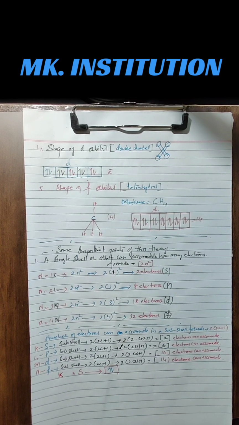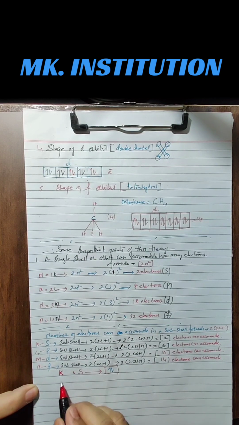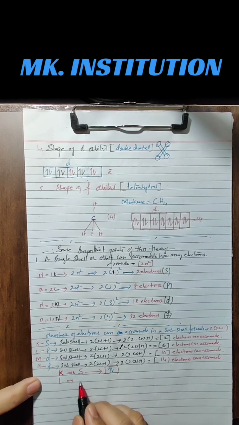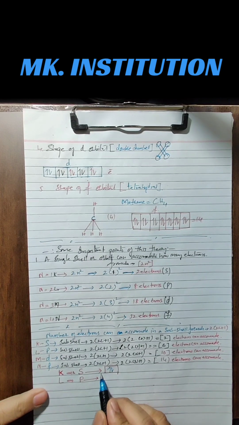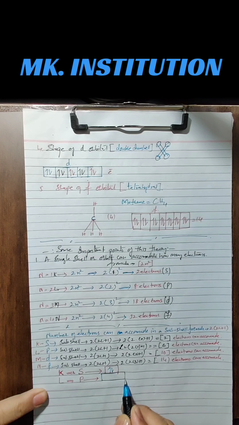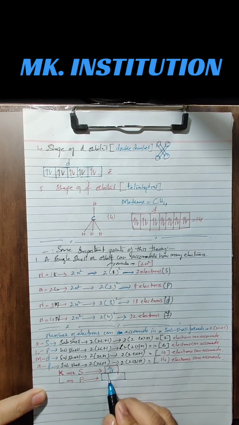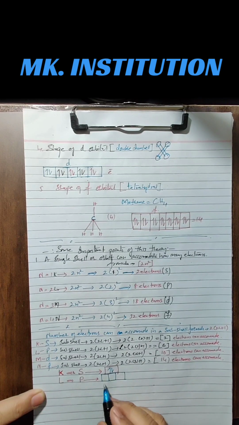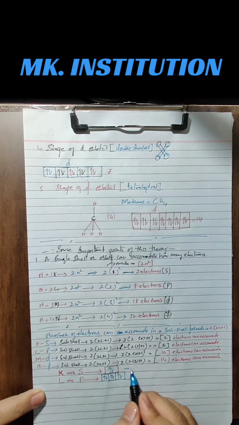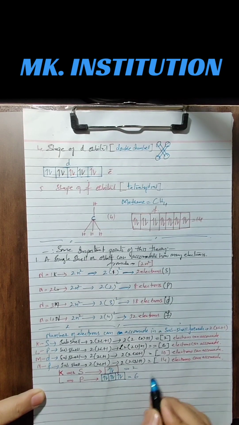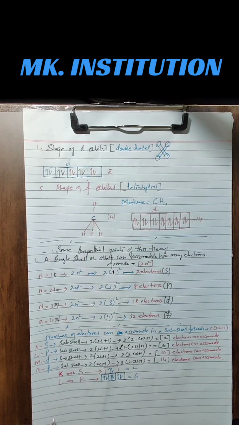Clear? Now the second shell, L. In L, the subshell is P. Clear? Then in P, how many orbitals are there? You know, degenerate orbitals are there in P, isn't it? So 3 orbitals are there in this. P degenerate orbitals will be there here. In this, how many electrons? 1, 2, 3, 4, 5, 6. Clear? Here total 6.